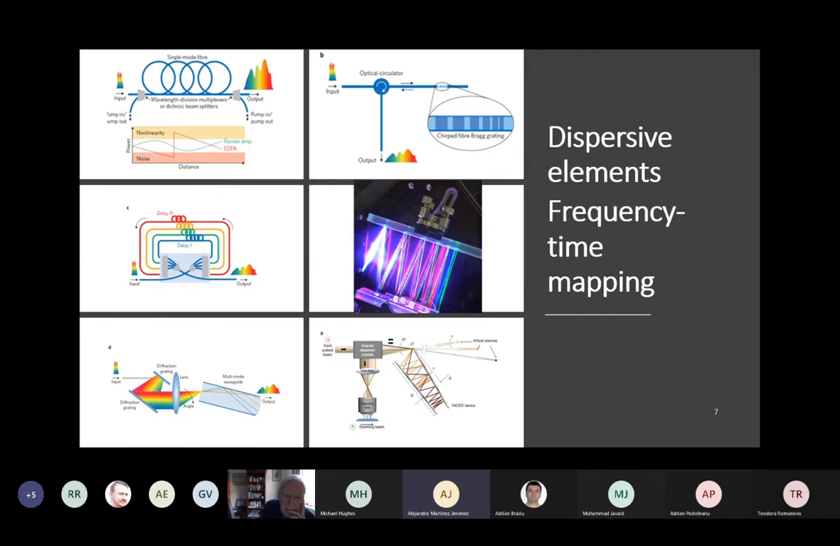On the top right, chirped fiber Bragg grating is advantageous because you can implement arbitrary group delay profiles. Many companies provide cheap fiber Bragg gratings with the desired group delay. However, the drawback is also the same. You cannot go into the 800 nanometer band.